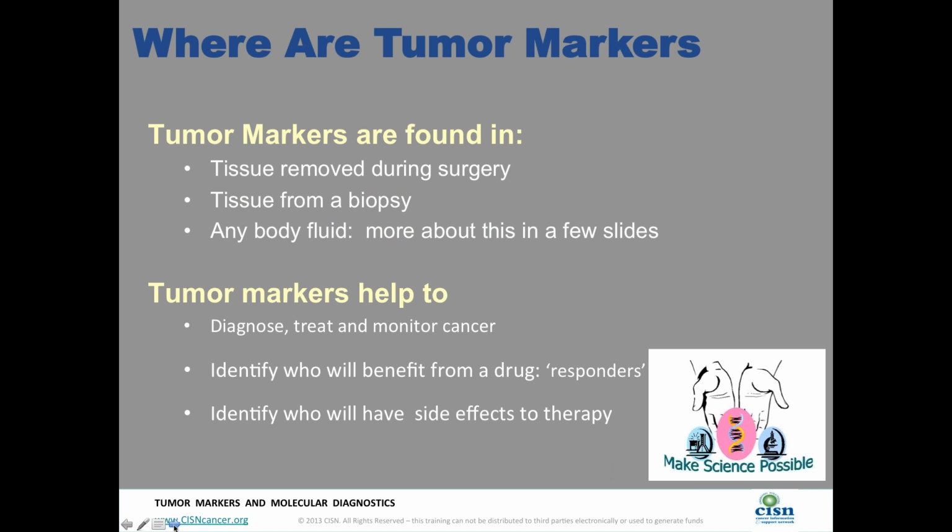So where are tumor markers? They can be found at surgery, when that initial surgery is done, or during a biopsy. Hopefully we'll get to more body fluid markers, blood and urine. And the hope is that they'll be able to help diagnose, treat, and monitor cancer. That's the real big hope for tumor markers.